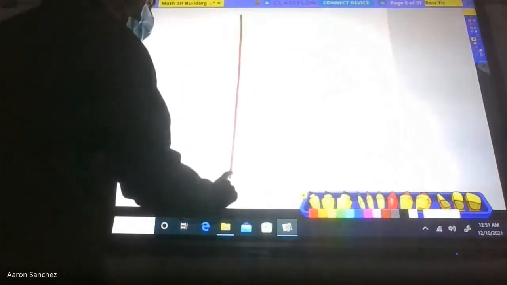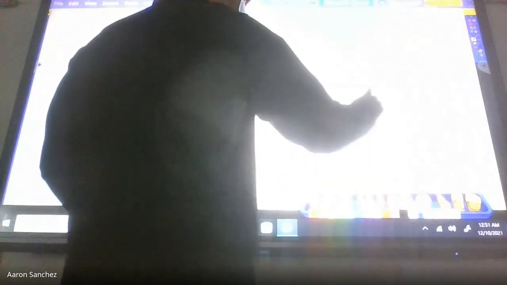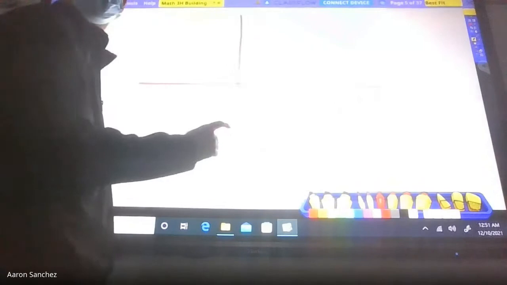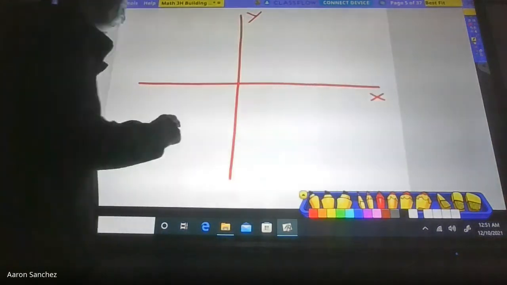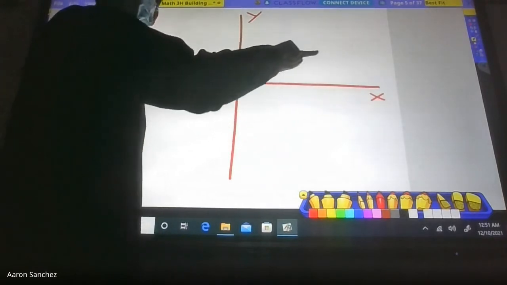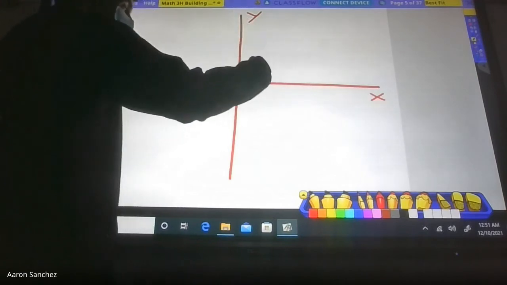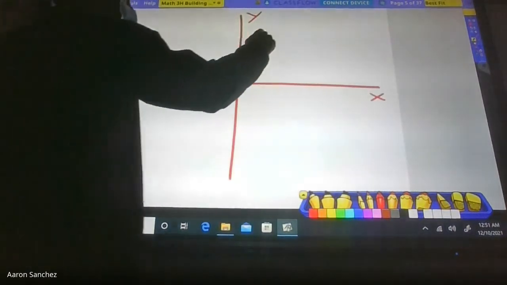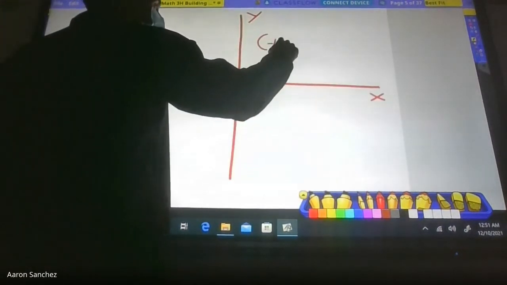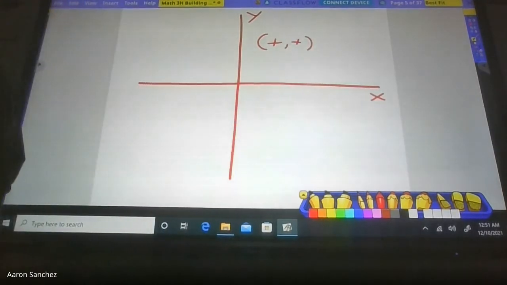This is what it's based off of. If I have a coordinate plane, this is the x-axis, right? This is the y-axis, right? Over here, x is what? Positive or negative? Positive. Y is what? Positive. X is what over here? Negative. Y is what? So if I put a point here, we're going to have positive x, positive y. You guys with me there? You guys understand that concept? Pretty basic, but you have to know that.